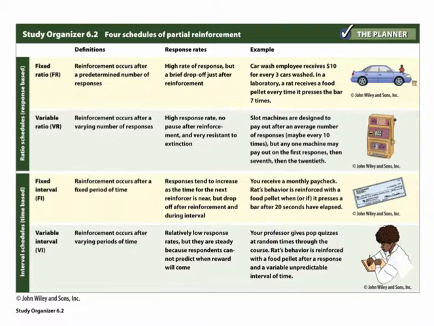So in fixed ratio schedules, reinforcement occurs after a predetermined number of responses. It doesn't change. Variable ratio is a schedule in which reinforcement occurs after a varying number of responses. That is, you don't know when reinforcement will be provided, but it is based on a certain number of responses, but that always changes. Fixed interval refers to when reinforcement occurs after a fixed period of time, so always after 20 seconds, waiting 20 seconds, that's when you can engage in the behavior in order to get reinforcement. Variable interval refers to when reinforcement occurs after varying periods of time. So once again, you don't know when it's going to occur.